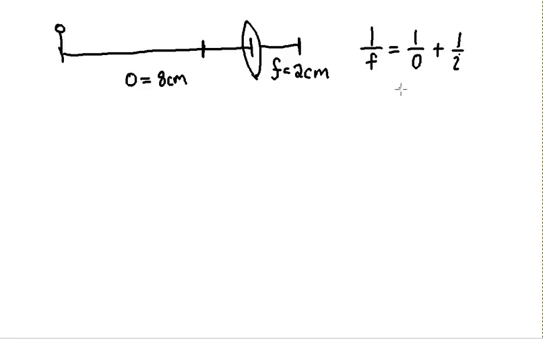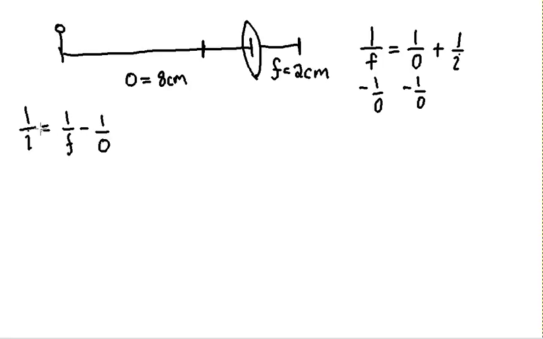So let's subtract 1 over O on each side. We did this a lot on Friday. Well, I did it for you once on Friday, but I'll do it for you once today again. 1 over the image distance is equal to 1 over the focal length minus 1 over the object distance.